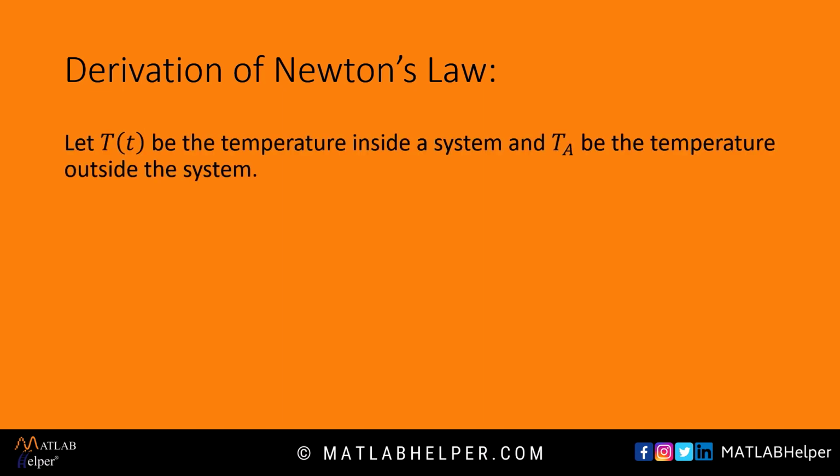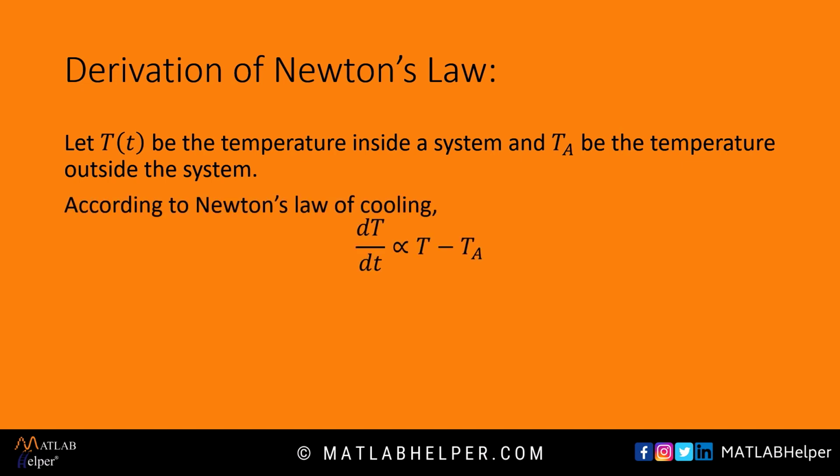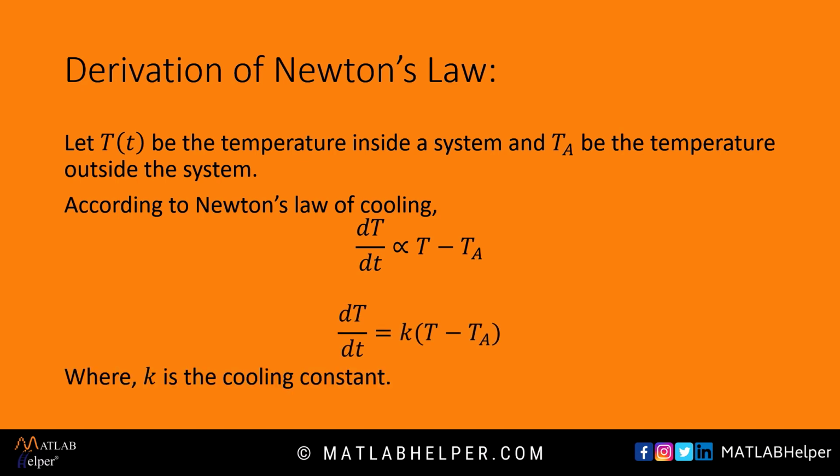Let's consider T to be the temperature inside the system at some time t and Ta to be the temperature outside the system. And according to the law, dT/dt is directly proportional to T minus Ta. Here T dash is the short version of dT/dt. Removing the proportionality sign, we get a proportionality constant K known as the cooling constant.